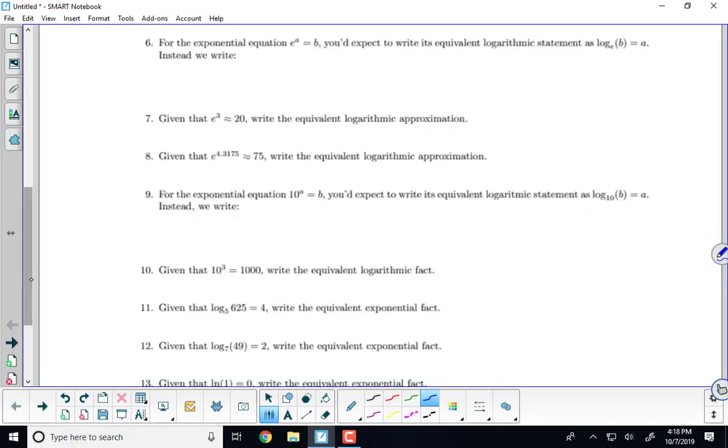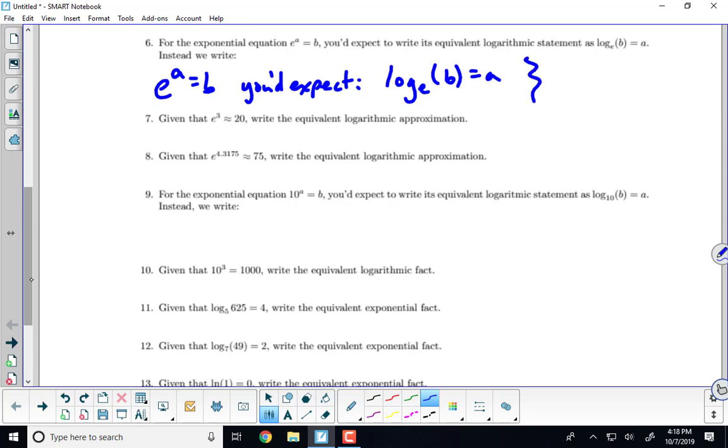Now, a couple of notational issues. For the exponential equation e to the a equals b, you'd expect to write the log base e of b is equal to a, and that's a perfectly good thing to assume it might be. But in fact, we write that the natural log of b is equal to a. So rather than writing log base e, we write natural log. So let's look at this statement here. Given that e to the third power is approximately 20, write an equivalent logarithmic approximation. Well, that would be that the natural log of 20 is approximately 3.